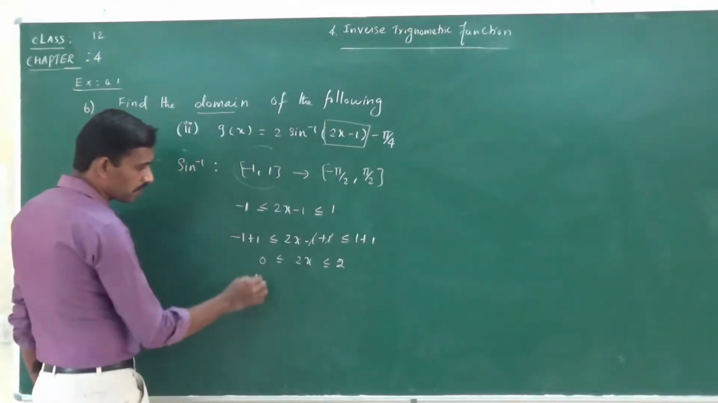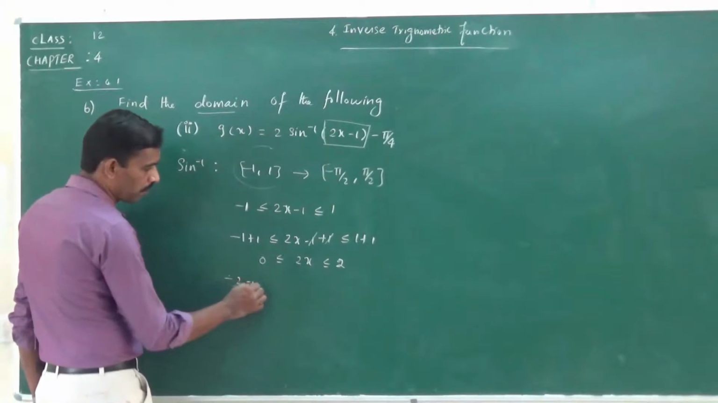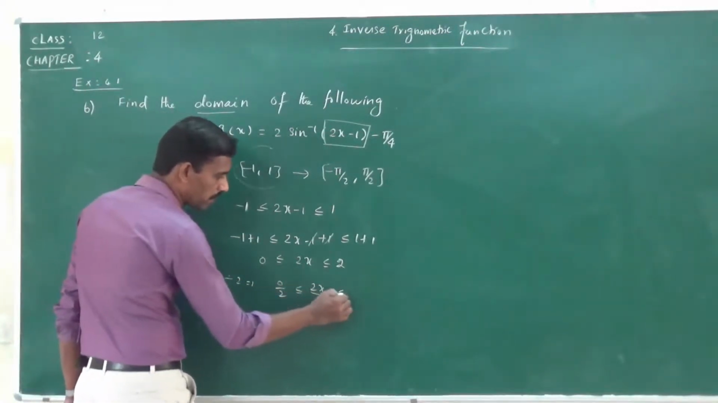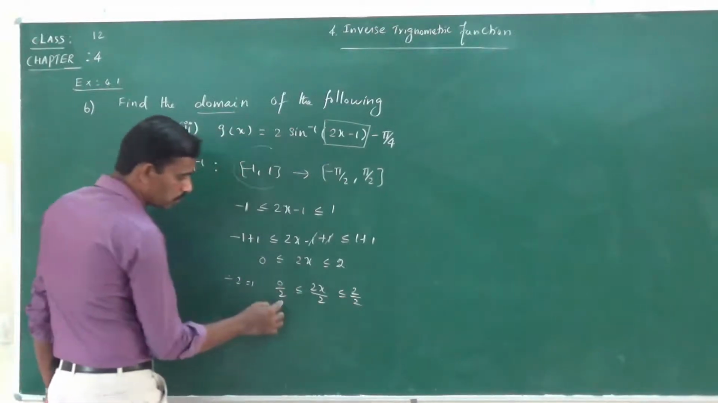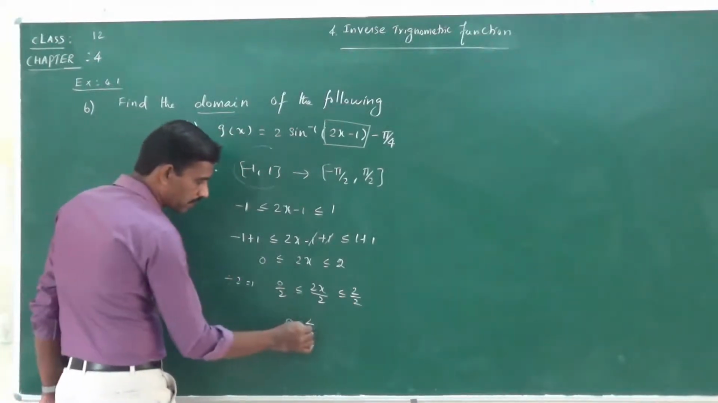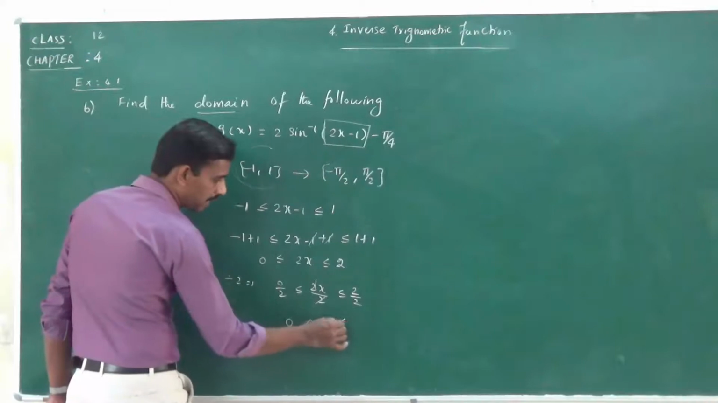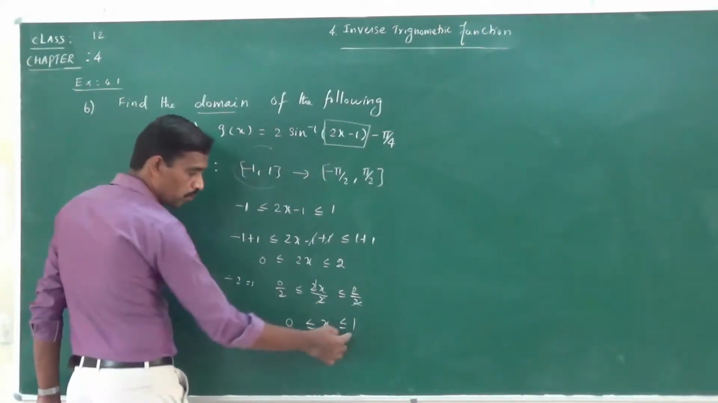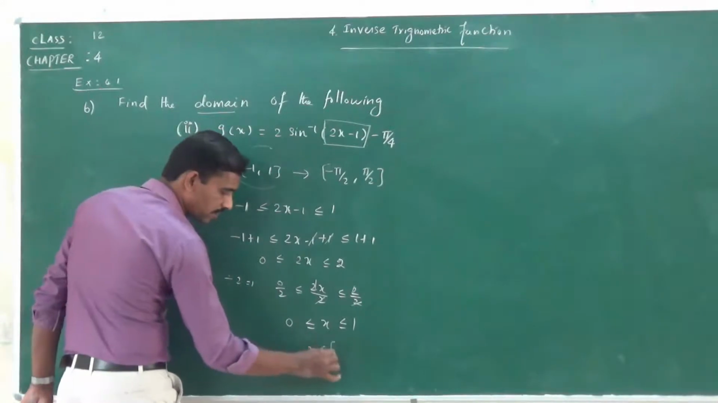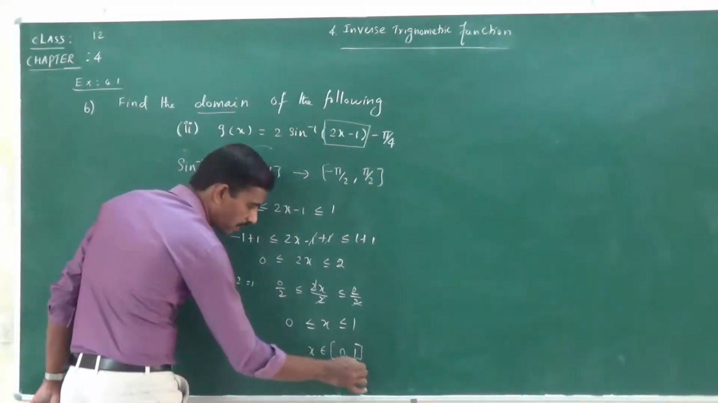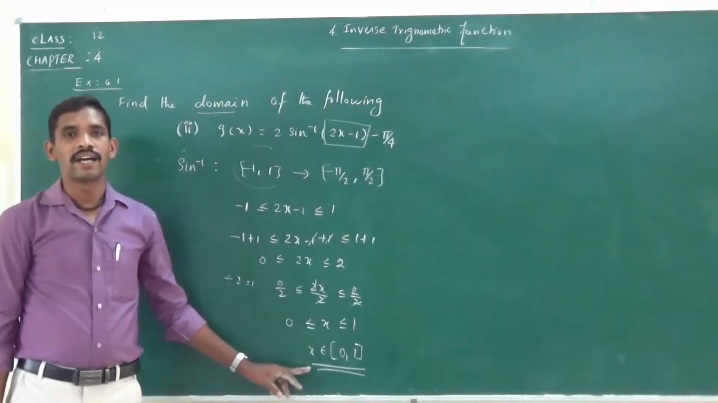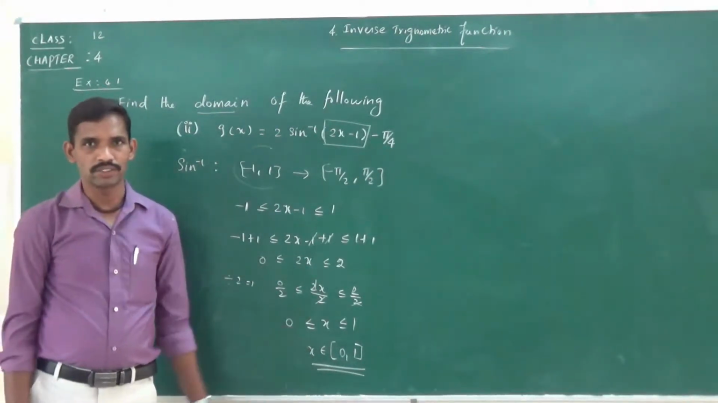Now you divide by 2, we get 0 by 2 is not equal to 2x divided by 2 is not equal to 2 divided by 2. 0 by 2 is nothing but 0, and the 2s cancel, so x is not equal to 1. Now x from 0 to 1, so we can write it in closed bracket like this. So x belongs to [0, 1] is the required domain of this question.